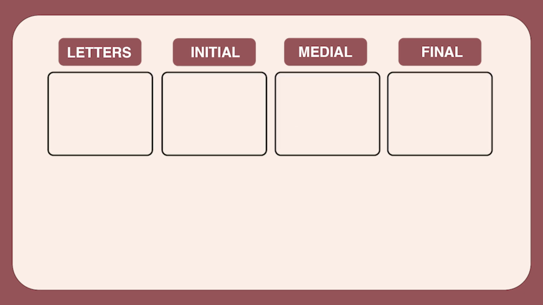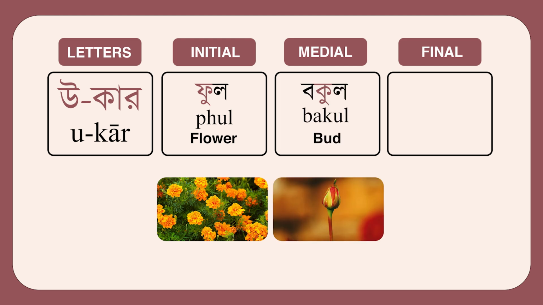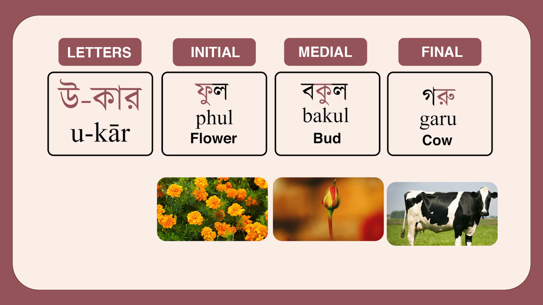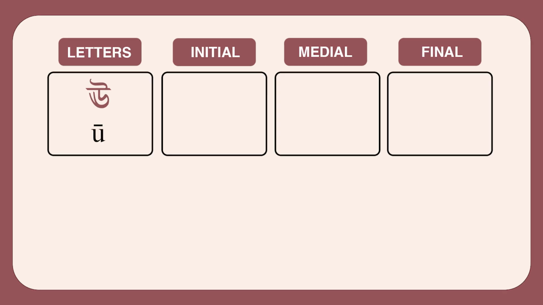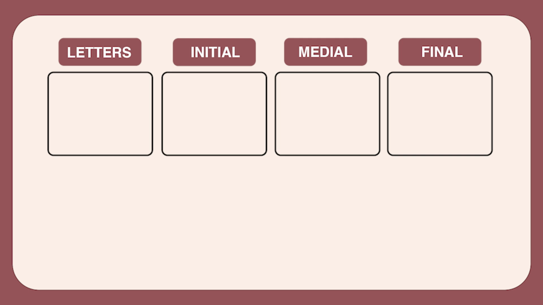The next is the diacritic form of Hosho, Hoshokar. In initial position, it can occur in Fool, which means flower. In medial position, it can occur in Bokul, which means bud. In final position, it can occur in Goru, which means cow. The next letter we have here is Dirgho. It can occur in initial position in Urmi, which means wave. In medial or final position, Dirgho can't occur in its original form. Finally, we have the diacritic form of Dirgho, Dirghokar.